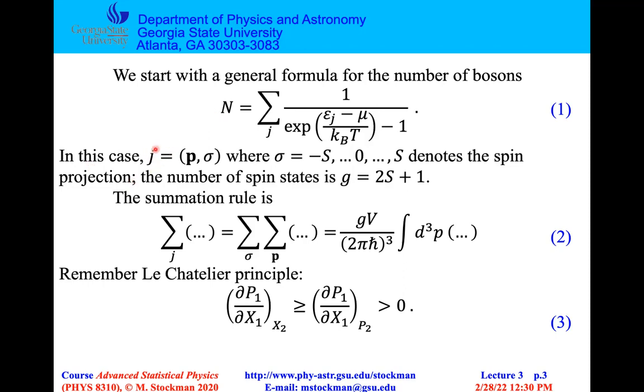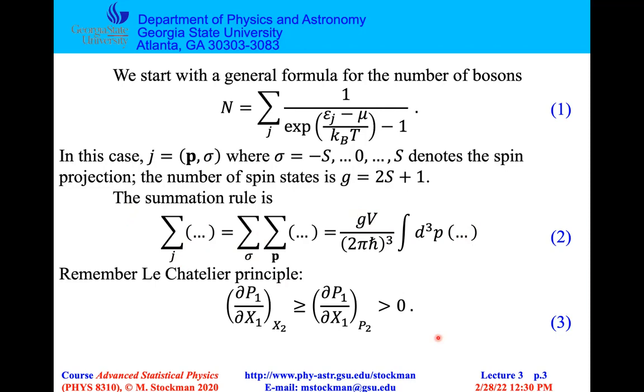The summation over J is the following. J consists of 2 components. First of them is momentum, and second is a spin projection. Because it's a massive particle, spin goes from minus s to plus s. Spin is integer by the Pauli theorem. Therefore, there are 2s plus 1 projections of the spin. The summation rule is: sum over J of anything is the sum over the spin and sum over momentum. The sum over the spin gives this number, 2s plus 1. Then the volume of the system, and the integral over momentum space of the same quantity, but expressed as a function of momentum.